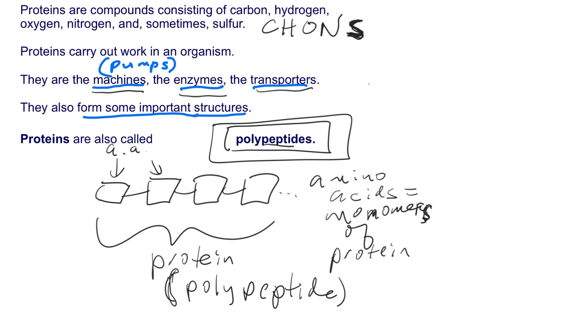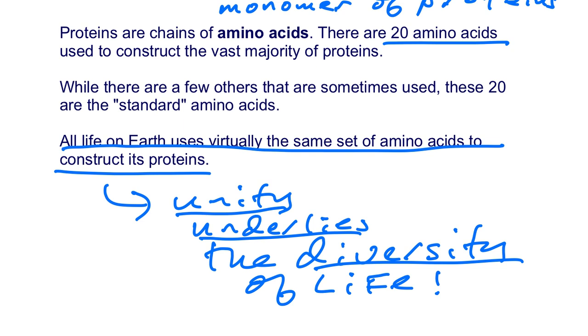Right here is a peptide bond, the bonds between the amino acids are the peptide bonds. They're covalent bonds. There's 20 different monomers of proteins, and it's weird that all life uses the same set of 20 amino acids to build its proteins. So this is like the unity that underlies all the differences in the life that exists on Earth.